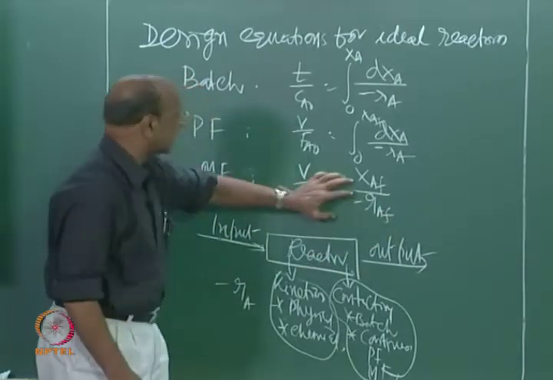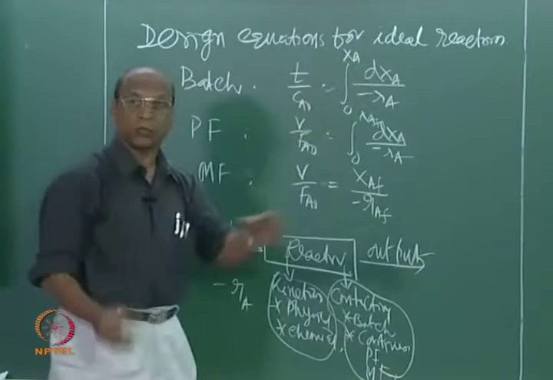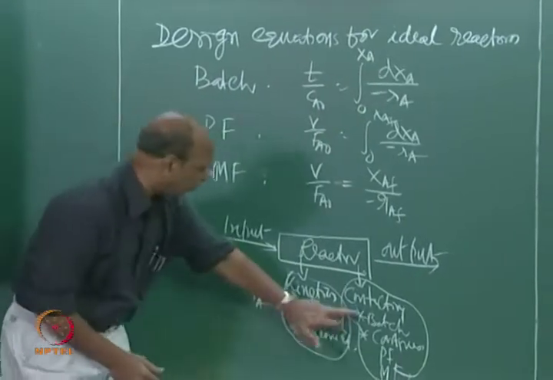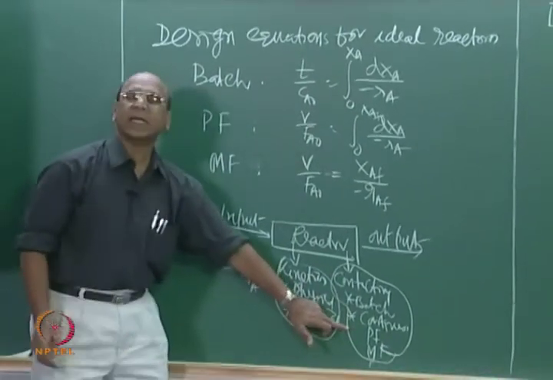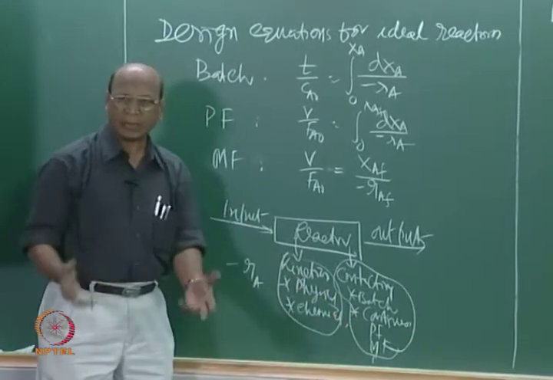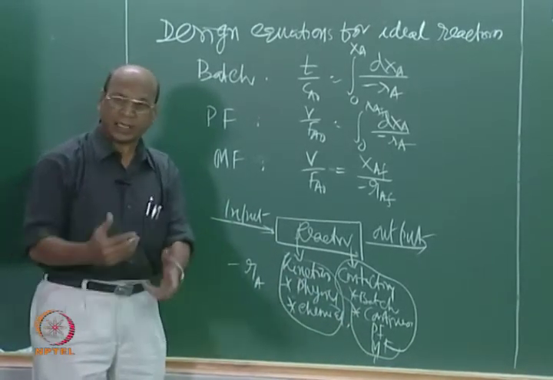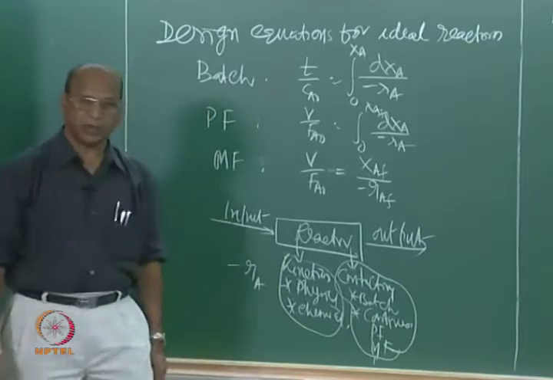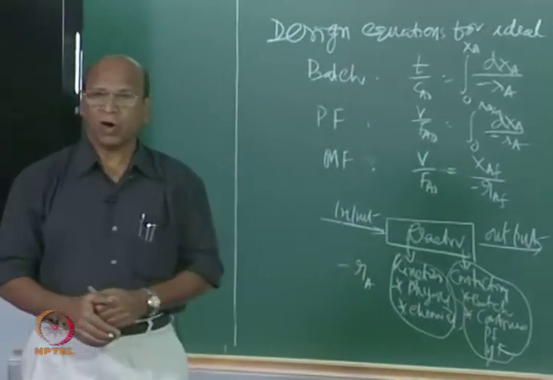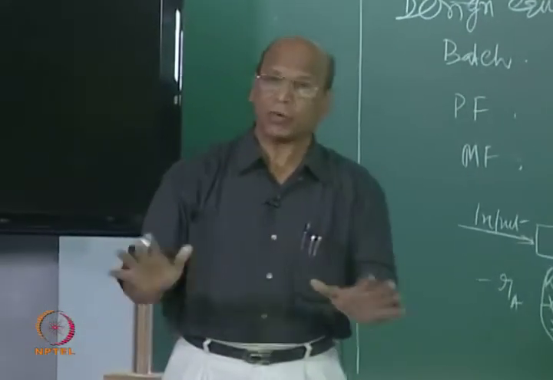But which equation you have to use will come from the contacting, right? Whether you take a batch reactor, or a continuous reactor, or in a continuous reactor again you take PF or MF. All these things we have discussed. So that is very clear for you now.